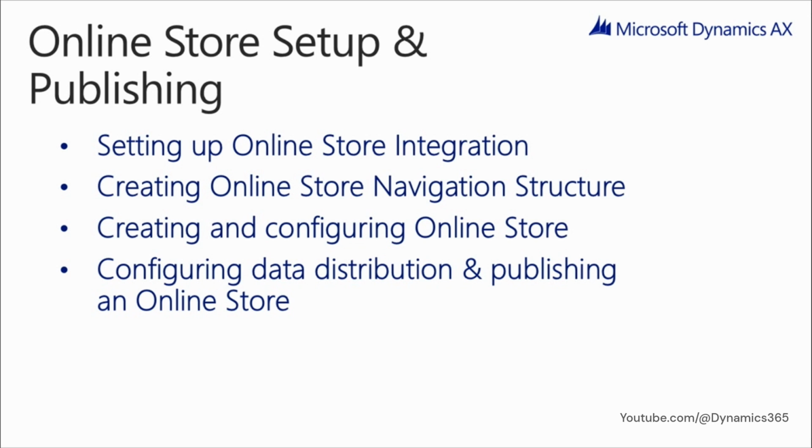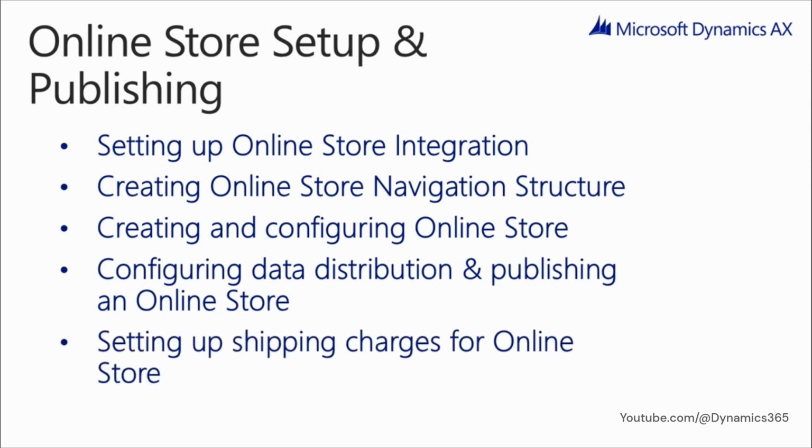Further, we will talk through data distribution and publishing of an online store, where we will discuss how we will be pushing the data from AX to the CRT database, which in turn gets into the storefront. And at the end, we will close with shipping charges for the online store. So what are the configurations we need to do to have the shipping charges in line with every product that we are pushing from the online store?